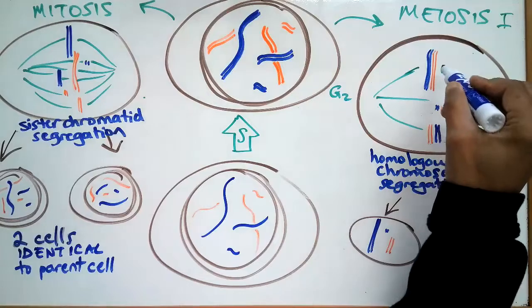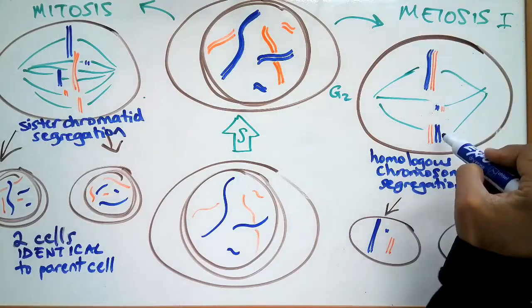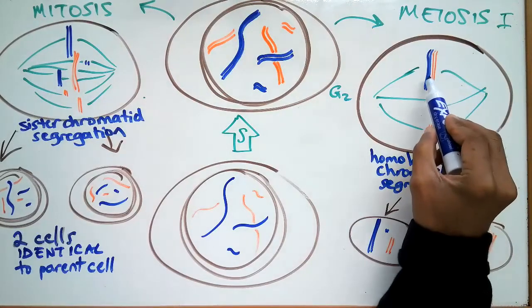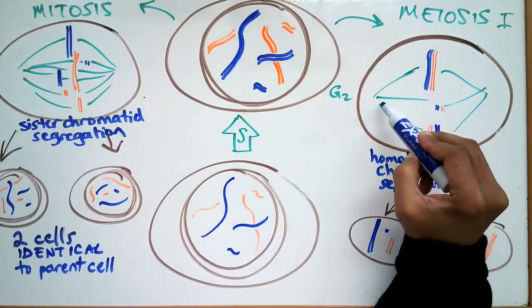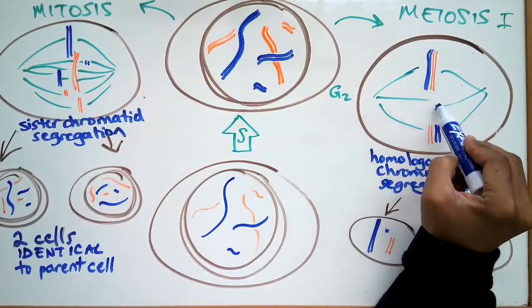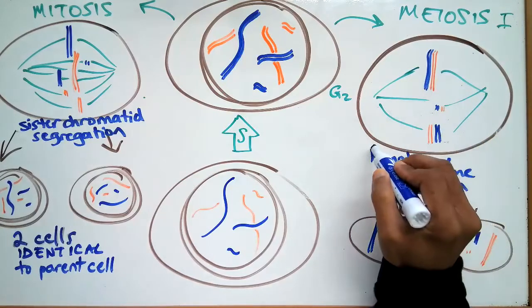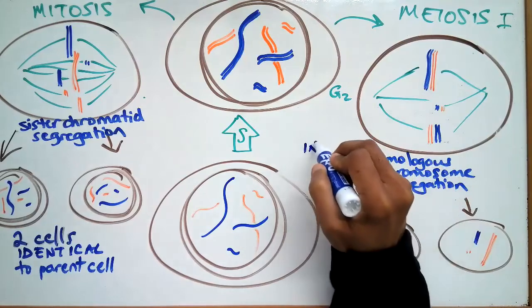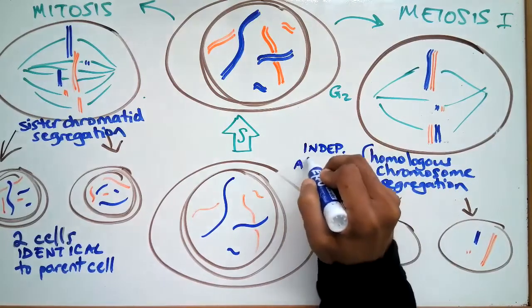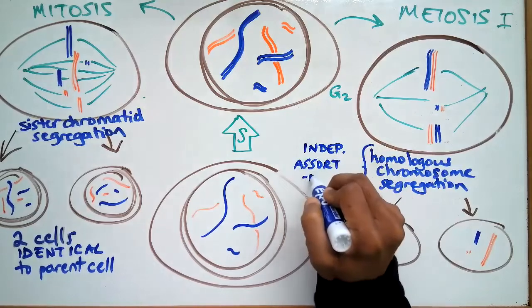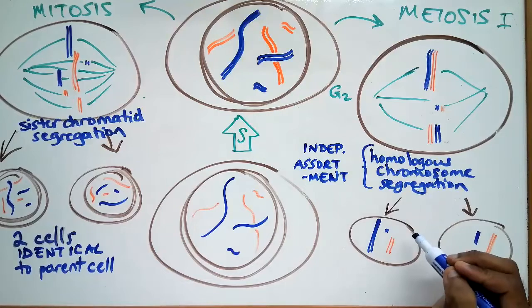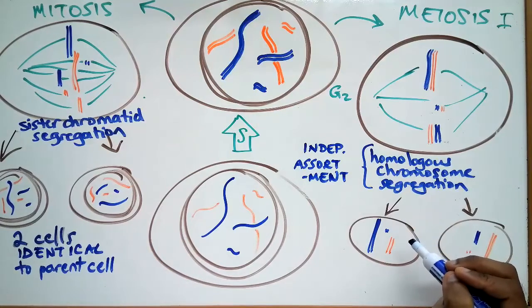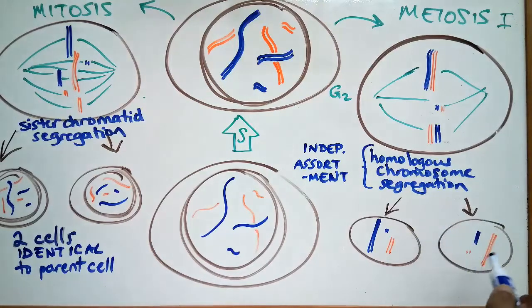The independent nature of this chromosome versus this chromosome versus this chromosome, the fact that if big blue goes this way, it doesn't mean little blue has to go this way. The fact that each chromosome is independent of the others, so you have all these combinations, is known as independent assortment. And that is one of the hallmarks of genetic diversity. That's one of the many reasons why you can make so many, almost an infinite number of different eggs or sperm, depending on which one you make.